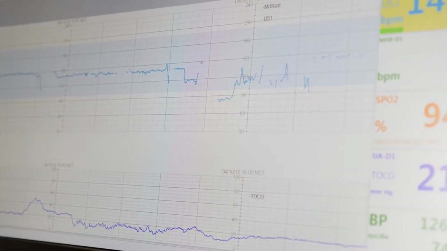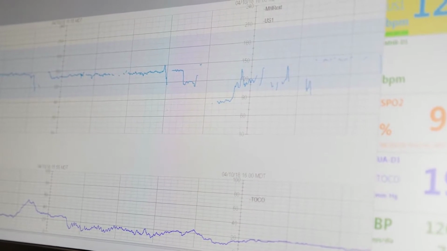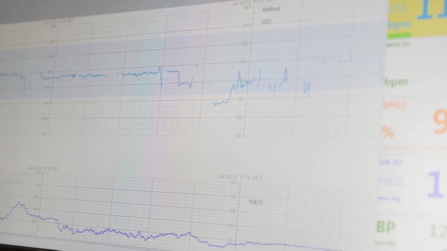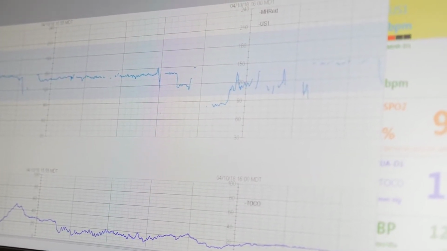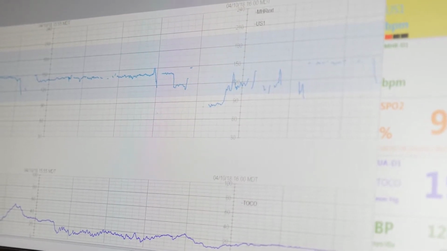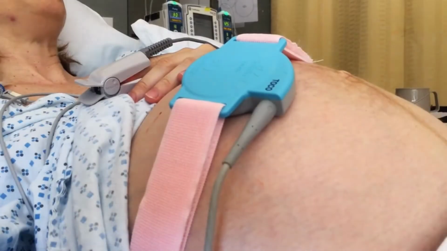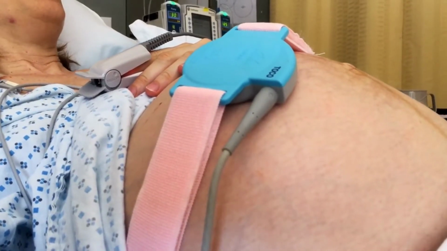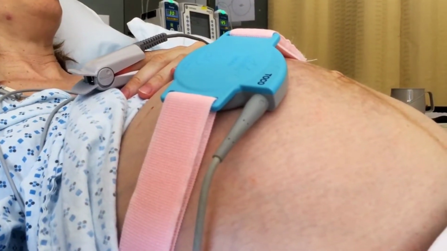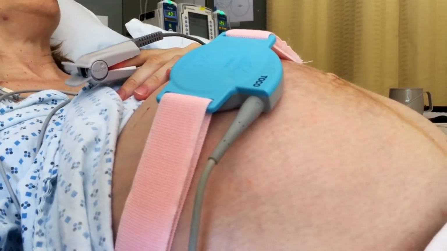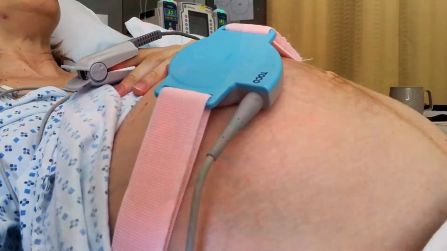The primary objective of electronic fetal monitoring is to provide information about fetal oxygenation and to prevent fetal injury that could result from impaired fetal oxygenation during labor. The purpose of electronic fetal monitoring is to detect fetal heart rate changes early before they are prolonged and profound.